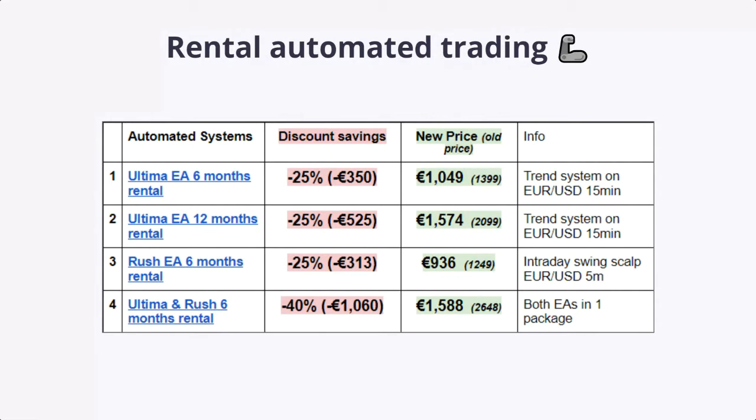So that's basically what you're renting, either for 6 months or 12 months. Ultima EA is one of them. And you can see in both cases, you get 25% off. If you rent it for 6 months, you get a €350 discount, and if you take 12 months, you get a €525 discount. So the new price would be €1,049 for 6 months. Or if you add just a little bit more than €500, you get 12 months.